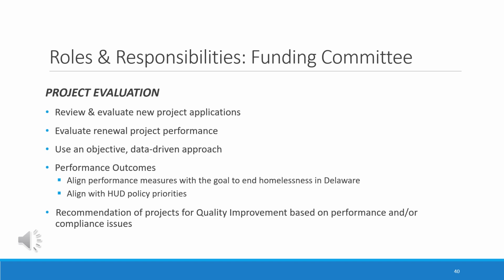In terms of the outcomes the CoC is reviewing, they should be related to performance measures aligned with the CoC's goals and priorities, particularly with the goal of ending homelessness in Delaware. Additionally, the CoC should consider performance measures that are aligned with HUD's policy priorities. Also, as part of the project evaluation process, the funding committee may recommend the placement of projects on quality improvement based on performance and/or compliance issues.